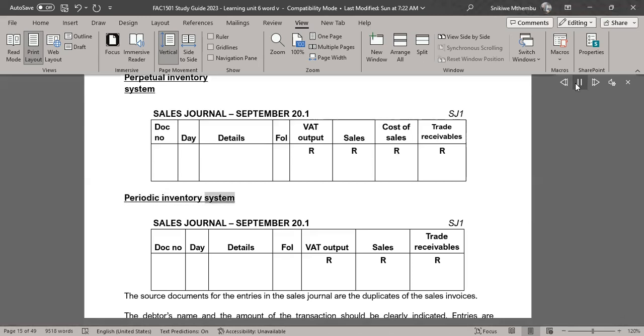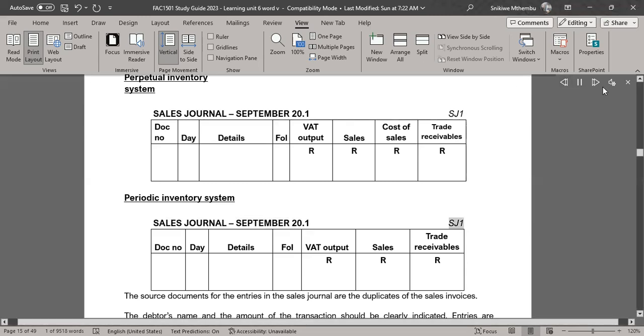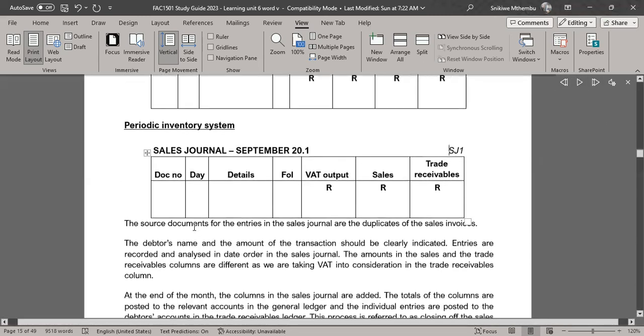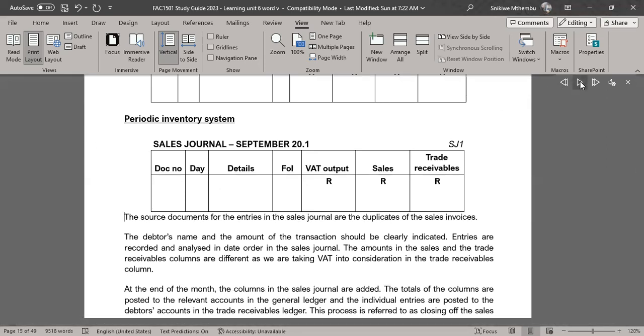Periodic inventory system. Sales journal, September 20.1 SJ1. The source documents for the entries in the sales journal are the duplicates of the sales invoices. The debtor's name and the amount of the transaction should be clearly indicated. Entries are recorded and analyzed in date order in the sales journal.